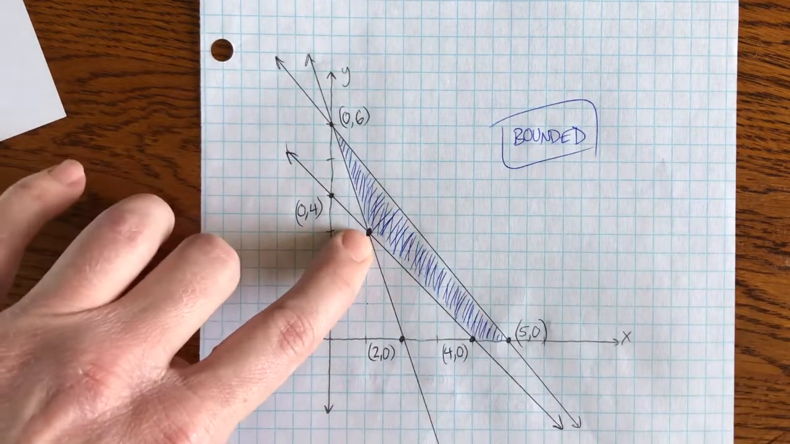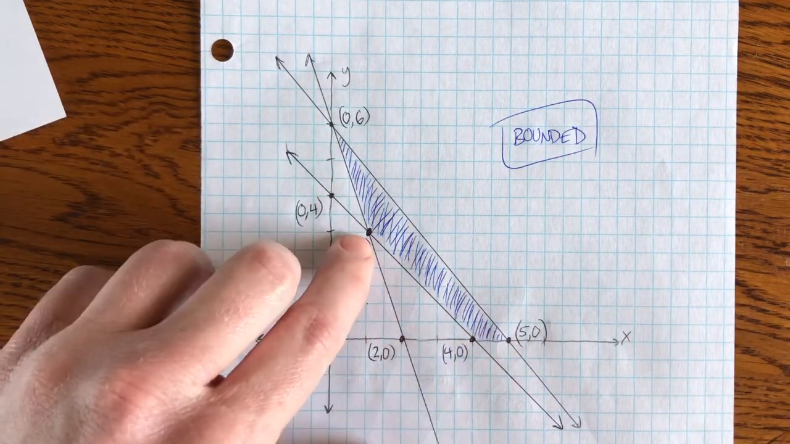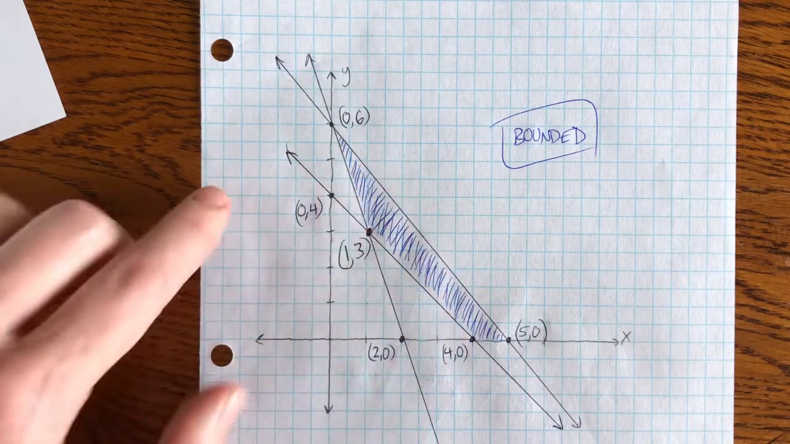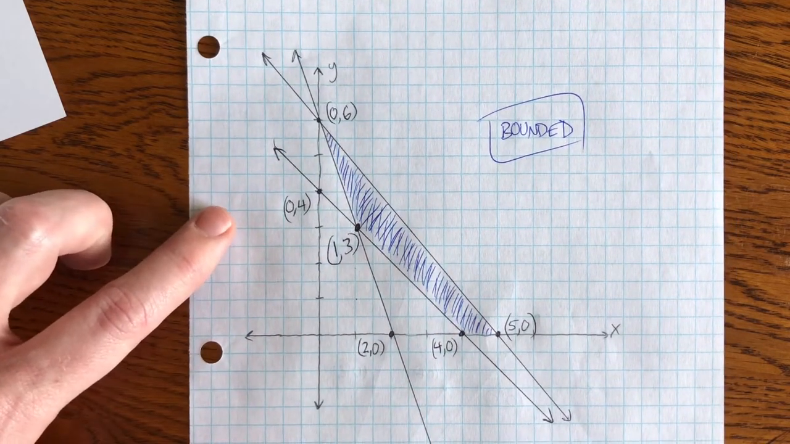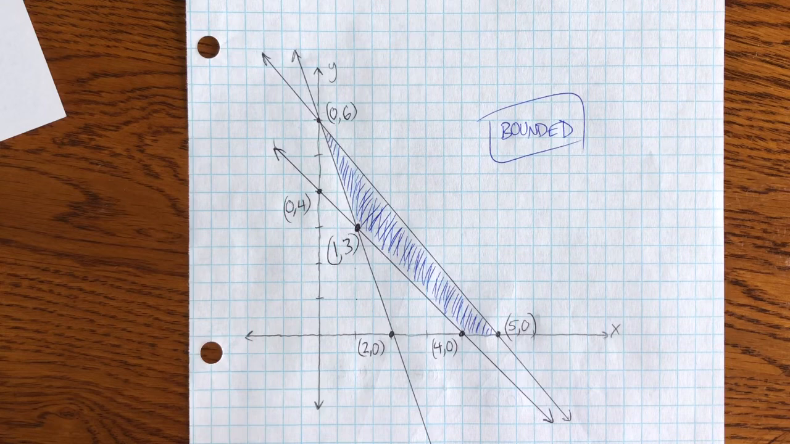You have to come up with these corners or vertices of your bounded or unbounded regions in order to be able to handle not only material in this section, but for section 6.3 as well.